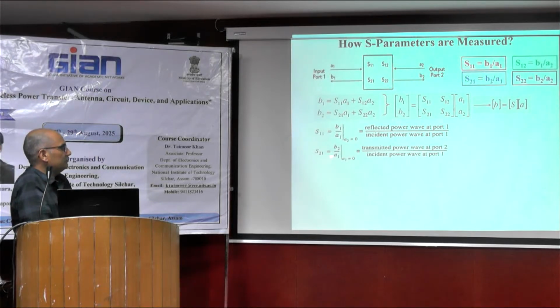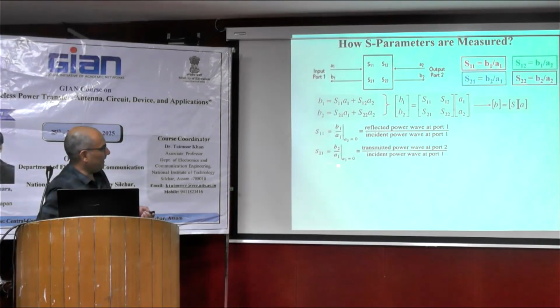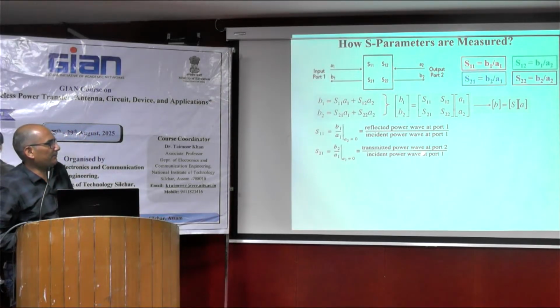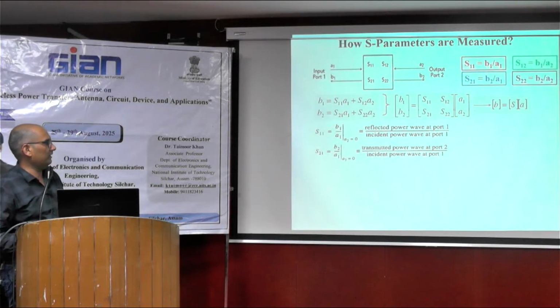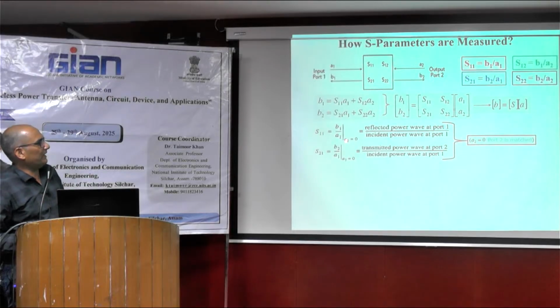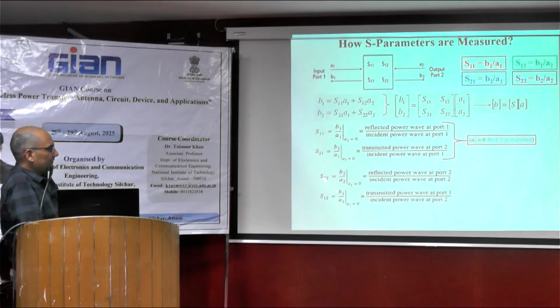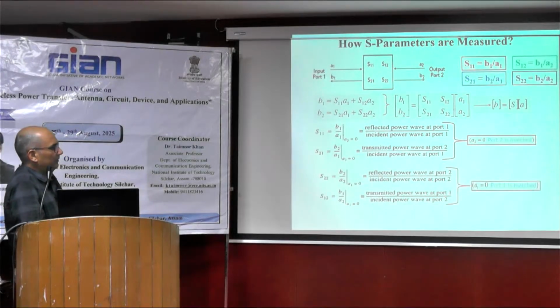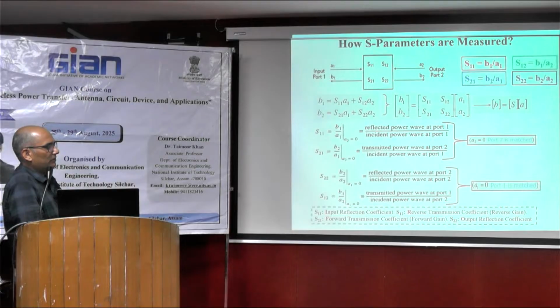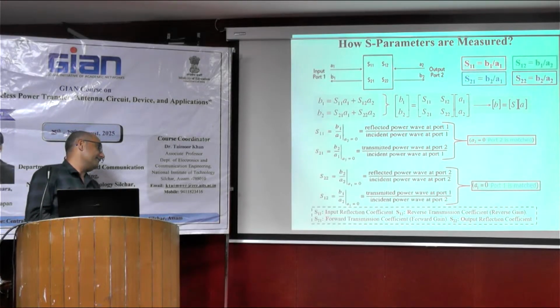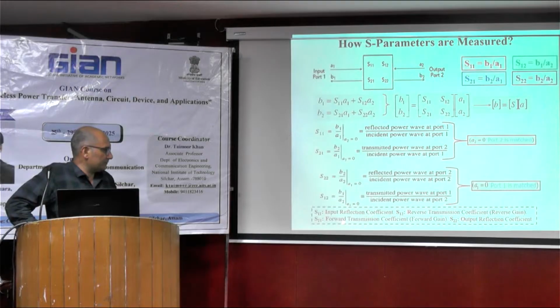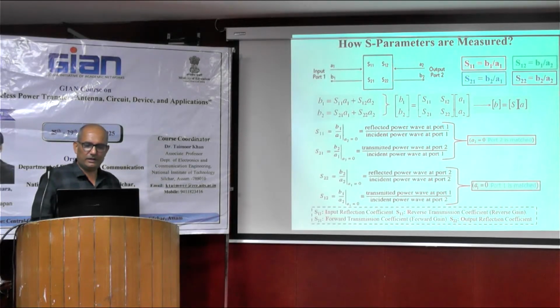Then S21 is B2 upon A1, again with A2 equal to 0. That is the transmitted power wave at port 2 to the incident power wave at port 1. These two parameters are calculated while making A2 equal to 0, that is, port 2 is perfectly matched. In the same way, S22 and S12 are calculated with A1 equal to 0, where port 1 is perfectly matched. S11, S12, S21 and S22 you can easily calculate that way.